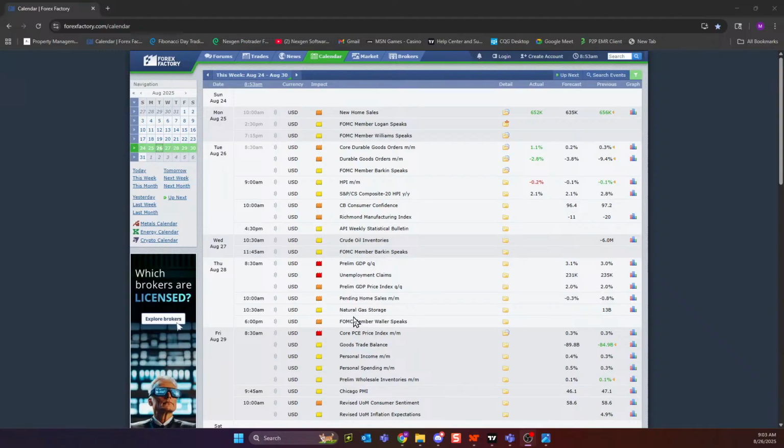All of our medium impact news is behind us for the moment, and we have a little bit more consumer confidence at 10 a.m. Good morning, Derek and Steve and Ron. Guys, no high impact news today. We're going to go through, we're going to look at our patterns, we're going to see what we can pull off.